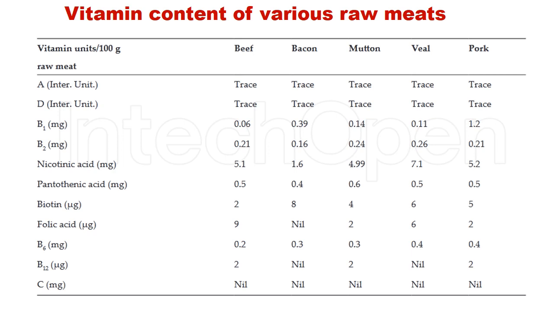Biotin is very high in pork and veal. Folic acid is very high in beef, around 9 units per 100 gram, and in veal it is 6. Then B6 is a little less, in the range of 0.3, 0.4 units, and B12 is quite high in beef, mutton and pork. And we can see in the last row, vitamin C, which is almost absent in all the meat. So vitamin C is very low in meat, and it is low in milk also.